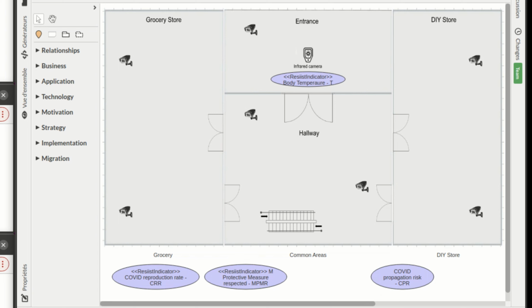To conclude, remember that all we have seen runs at the same time for each zone of the mall, giving the possibility to zoom in on a specific zone to understand which precise indicator decreases the global COVID propagation resilience a lot or not, or to zoom out to have a global mall view as seen at the beginning of this video.